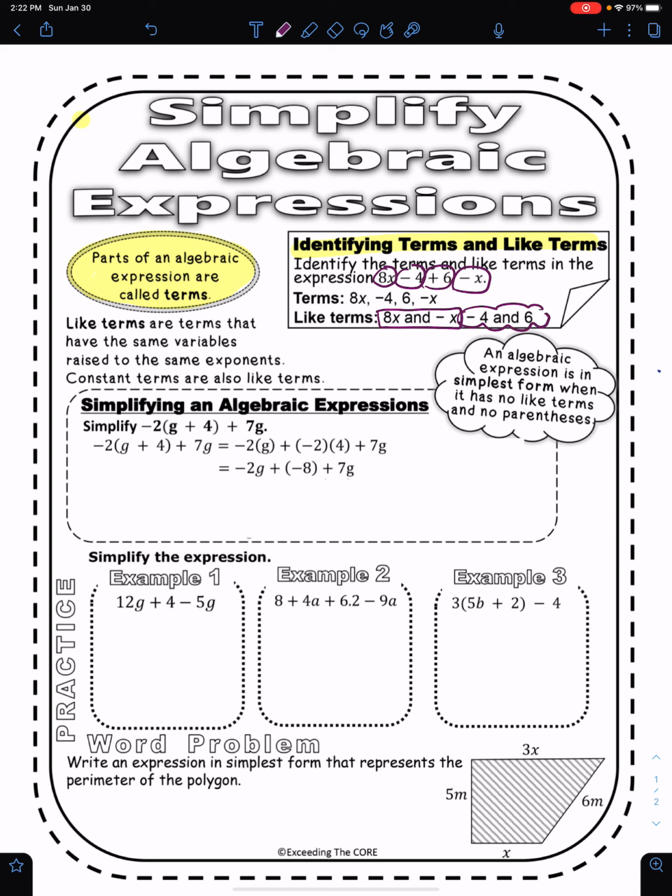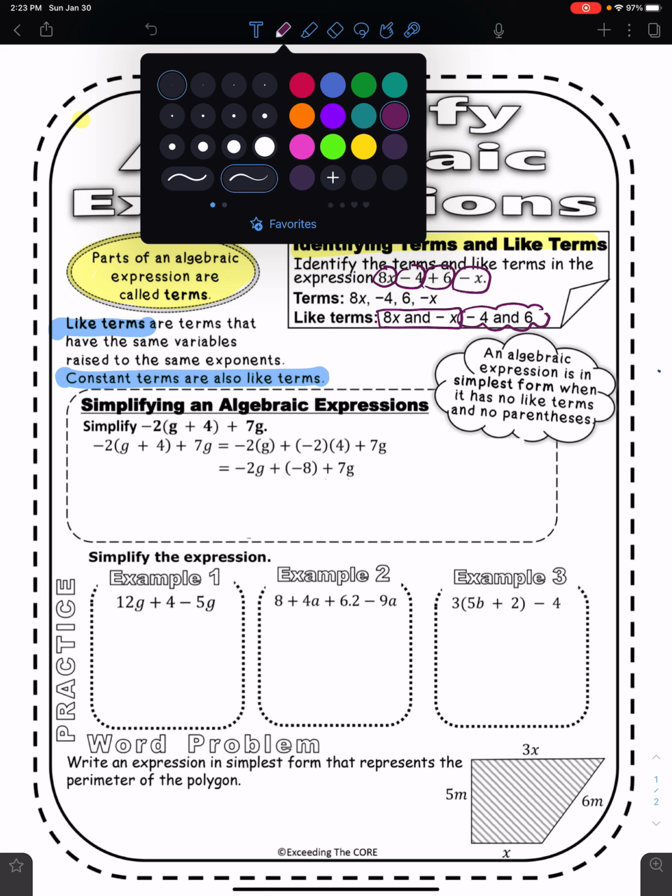Let's see, some more stuff that we learned last time. Like terms are terms that have the same variables raised to the same exponents. And we know that constant terms are also like terms. All right, so here is an example that they've started for you. And we will continue the example.